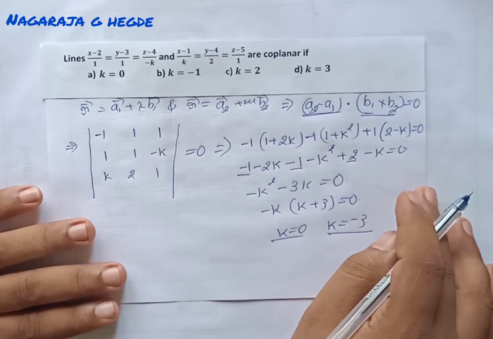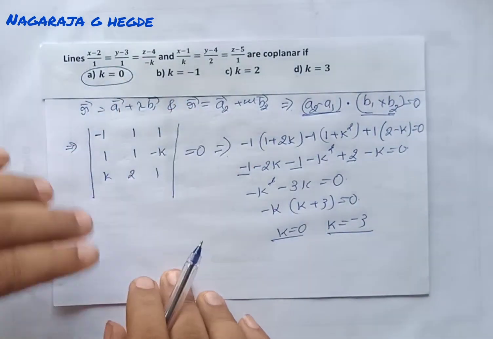Which is the correct answer? Minus 3 is not there in the options. So we can say that k equal to 0 is the correct one.